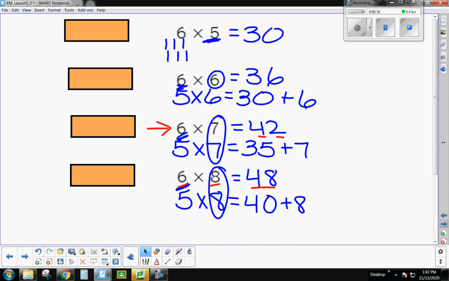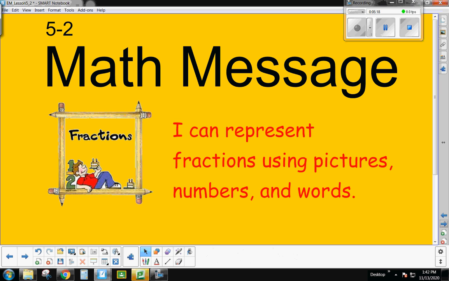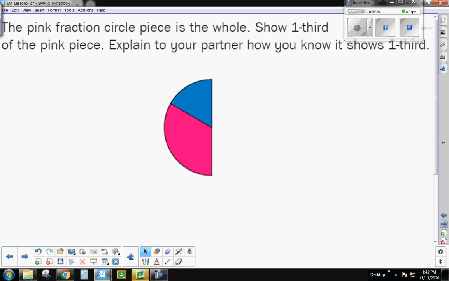All right, so now that we have our math brains warmed up, let's go back and look at this math message again. We are going to be representing fractions using pictures, numbers, and words. I want you to look at this pink fraction circle piece. This pink piece here, part of it is covered, but this pink piece is going to be the whole. I want you to show 1/3 of the pink piece.